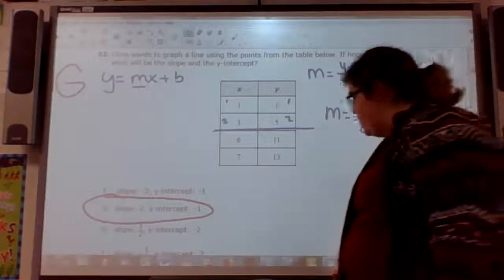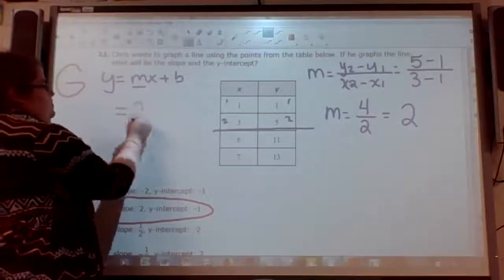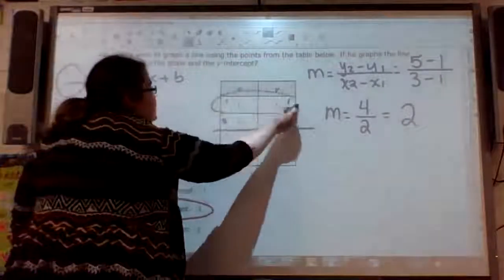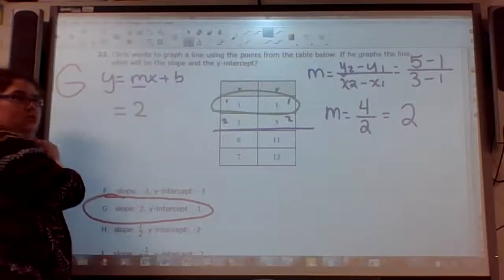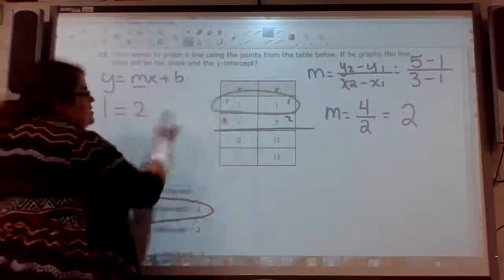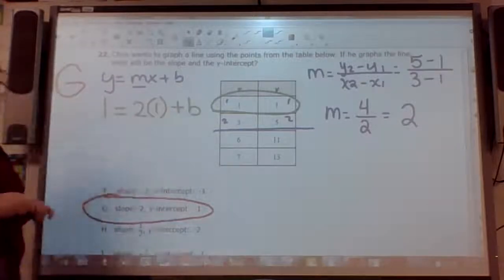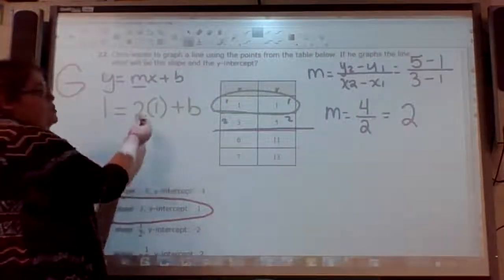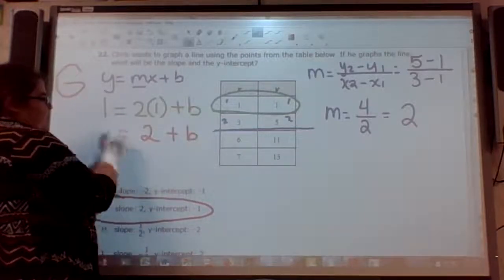So what I'm going to do now is I'm going to take that slope and I'm going to plug it into my equation. I'm also going to take 1 point from the table and I'm going to plug it into this equation. So my y is 1, my x is 1, and I'm adding b. Now I can't solve this equation if I don't simplify it. So 2 times 1 is 2. And then I have plus b equals 1.